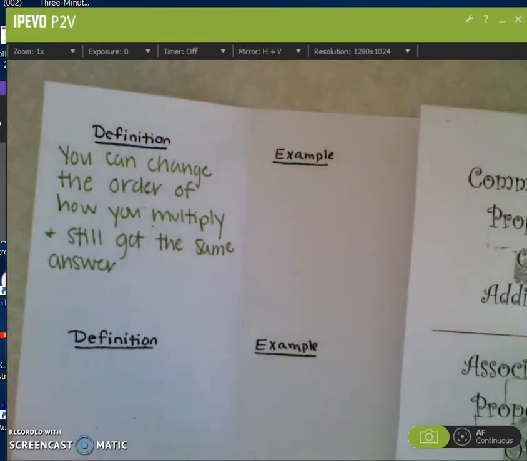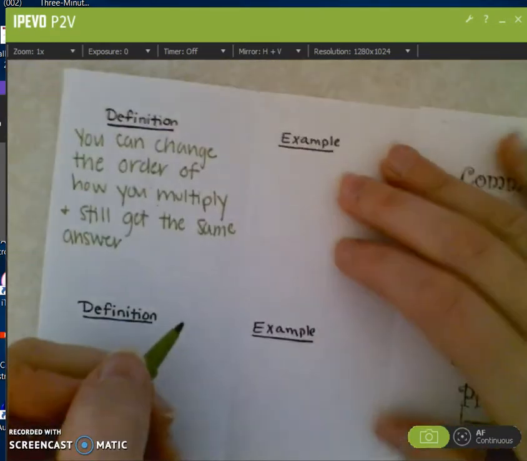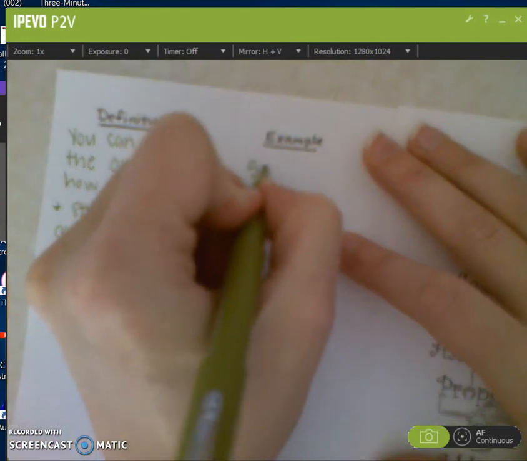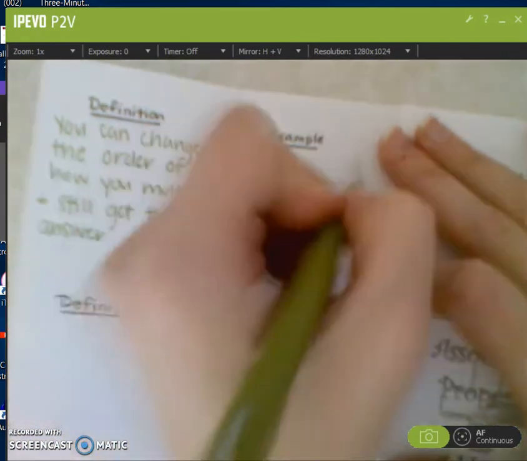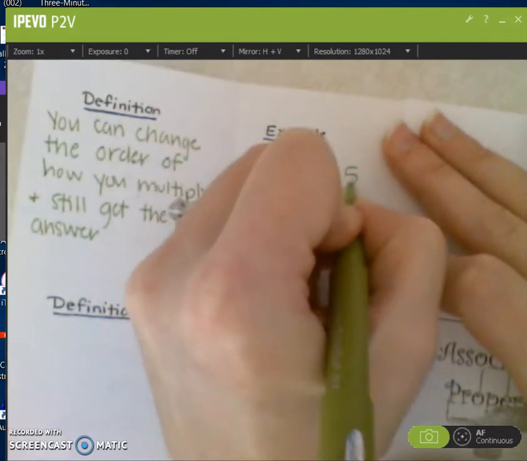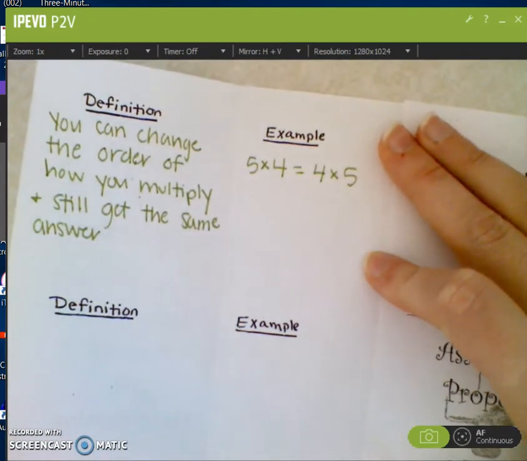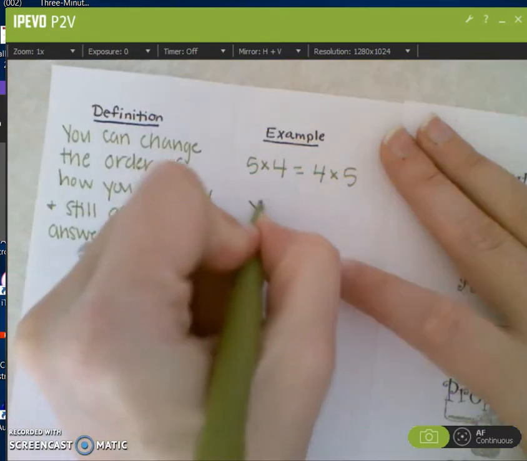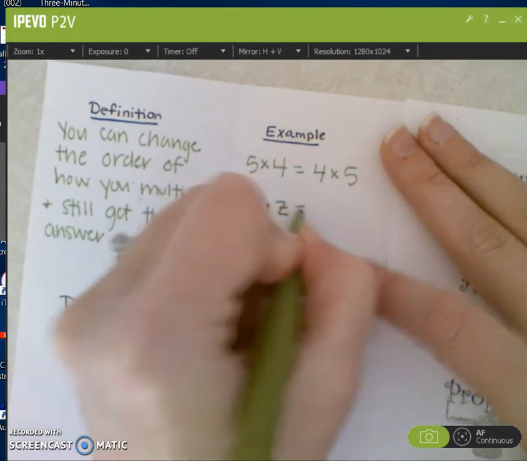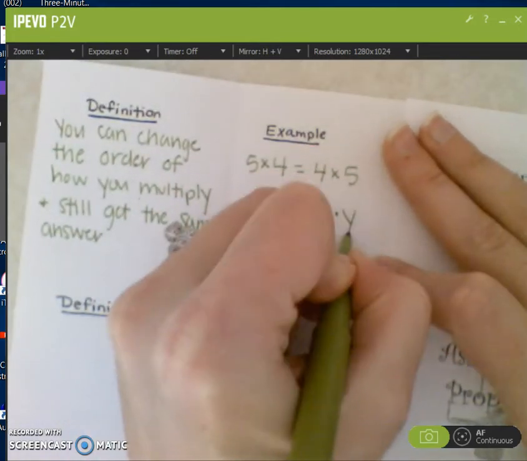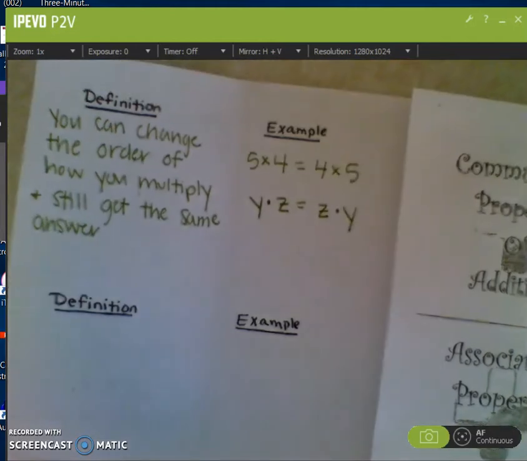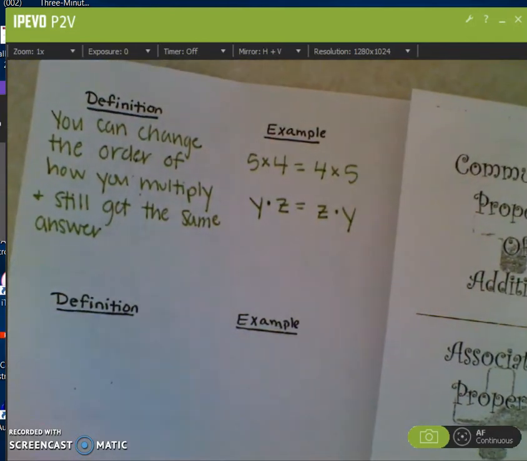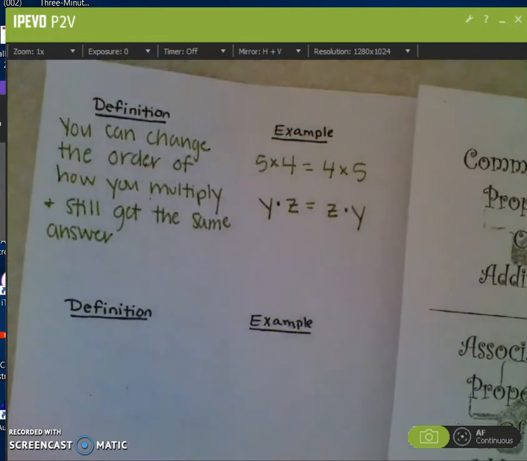And we know this to be true because if you think about numbers like 5 times 4, we know that 5 times 4 is 20, and we know that 4 times 5 is also 20. So my first example, I use numbers: 5 times 4 equals 4 times 5. We can also use variables, which are letters that represent unknown numbers. So we could say y times z equals z times y. Both of those make sense and are examples of the commutative property of multiplication.